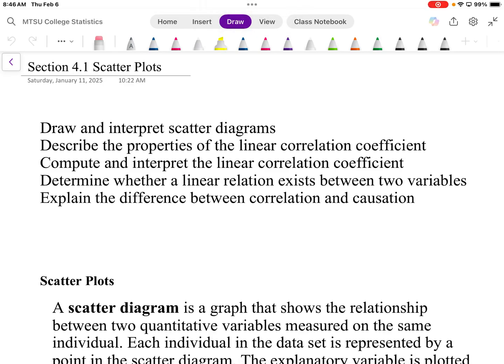Today as we go through things, we're doing section 4.1 and 4.2. We're doing scatter plots. We're also doing lines of best fit, or linear regression, is what we're doing. We have done scatter plots before in our life. So creating a scatter plot, I'm not too worried about.